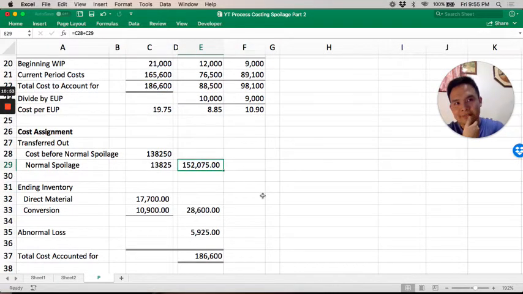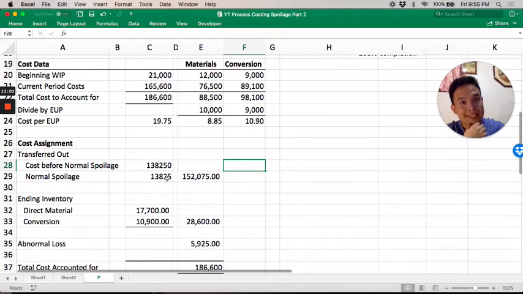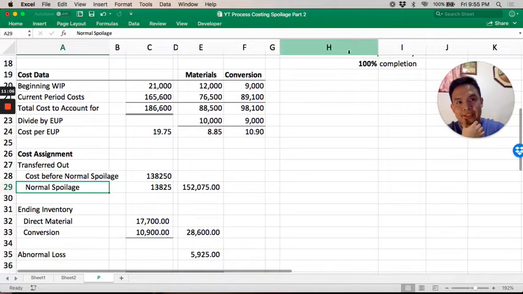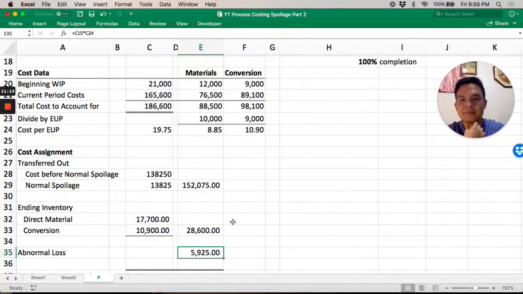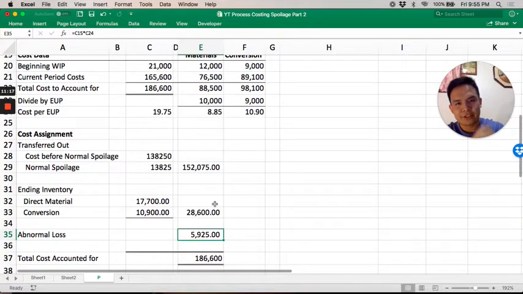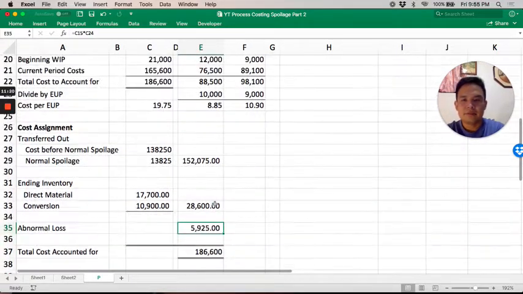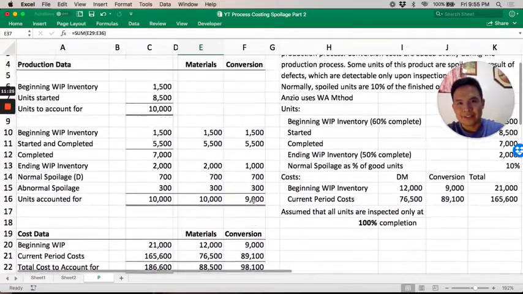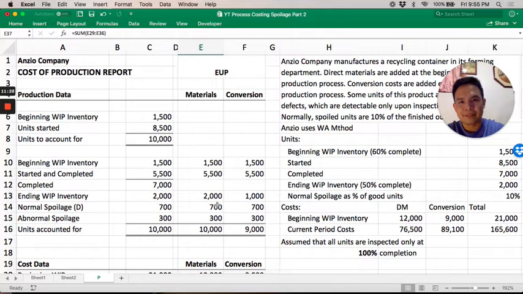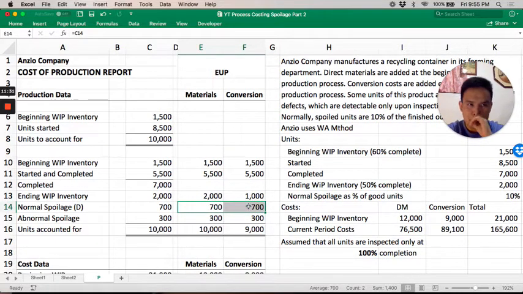So, there. What's new in cost assignment? Again, sa discrete losses, the cost assigned to normal spoilage ay papasok sa transferred out lahat if the inspection point is at the end. Yung abnormal loss, always naman yan i-expense. So there. Otherwise, it's the same thing. Yun. That's basically it for discrete losses. The discrete abnormal loss, ina-assign ng cost and then mapasok sa expense.